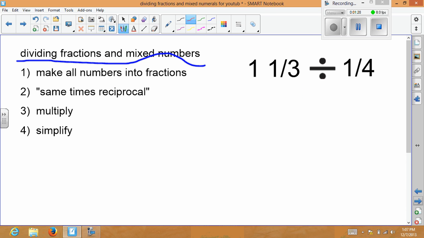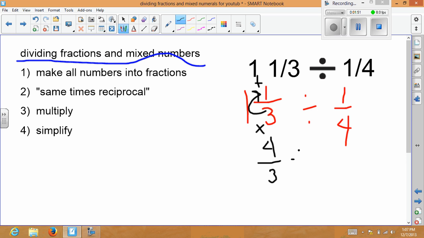So going back here, first thing I have to do is I have to make both of my numbers into fractions. So 1/4 is already a fraction, so I don't need to mess with that one, but 1 and 1/3. So I'm going to do the same thing I was doing earlier. I'm going to draw that backwards C, or draw the C backwards, and then I'm going to multiply and then add. So 3 times 1 is 3, plus 1 more gives me 4/3 divided by 1/4. So that's step 1. Make all your numbers into fractions.